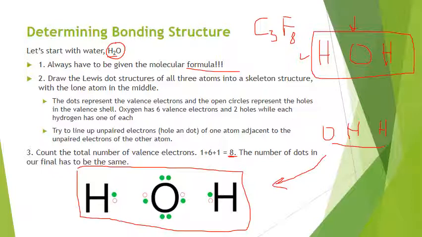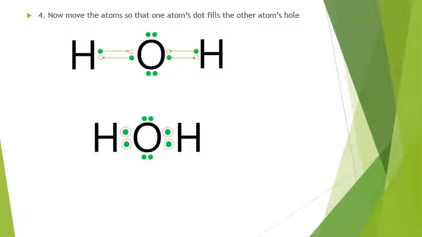So let's continue with this. Now we're going to move the valence electrons so that one atom's dots fill the other atom's holes. Move that over here, and move that one over here, and now you have this. This dot now fills this hole, and this one fills this hole. Then we do the same here and here, and we get this. Okay, and this is your bond. So these are your covalent bonds.